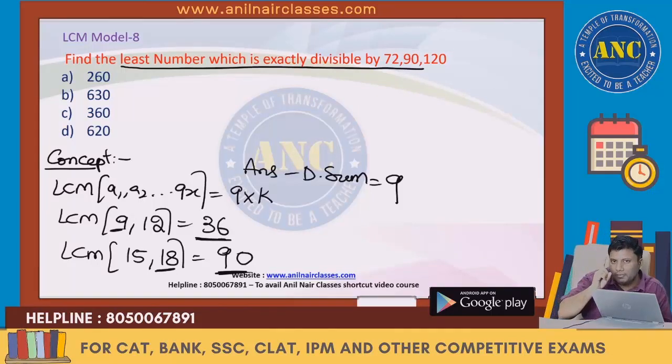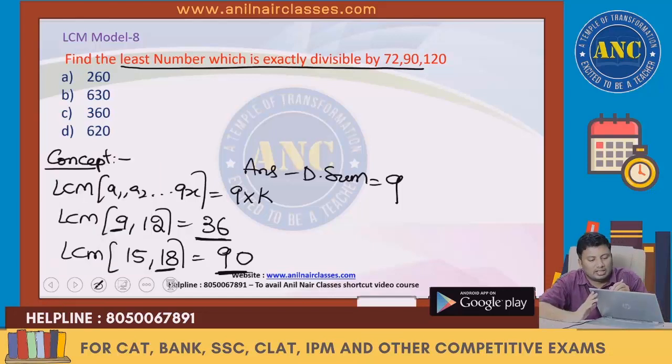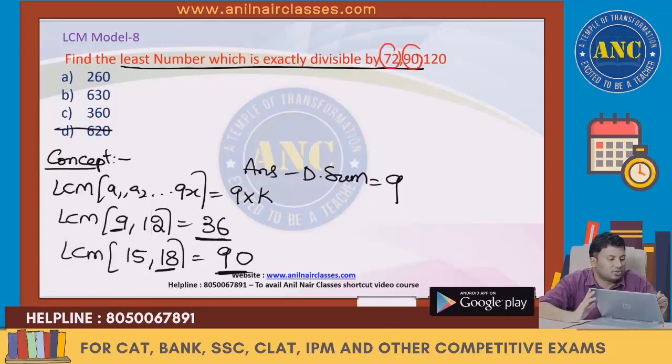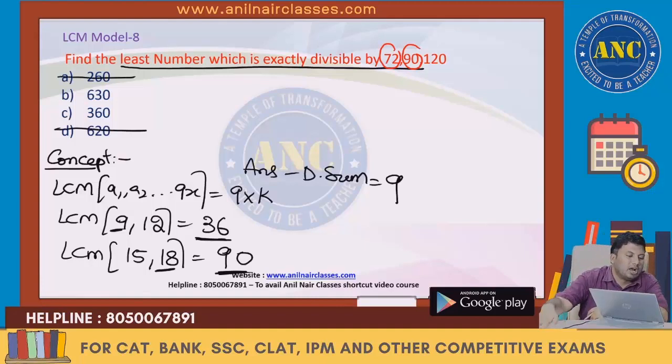If one number digital sum is 9 and you are finding LCM with one number as 9, answer digital sum should be 9. 90 or 72. One number digital sum is 9. Answer digital sum should be 9. Option A and option D are out. I want the smallest number.